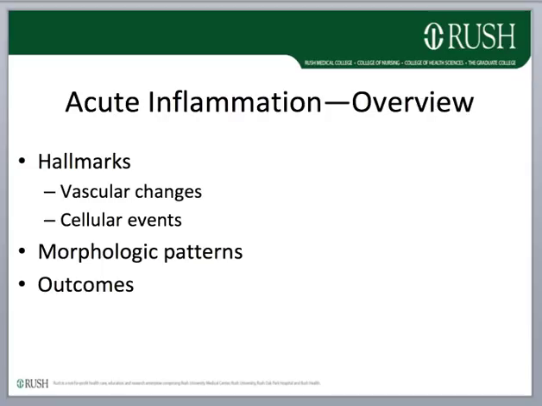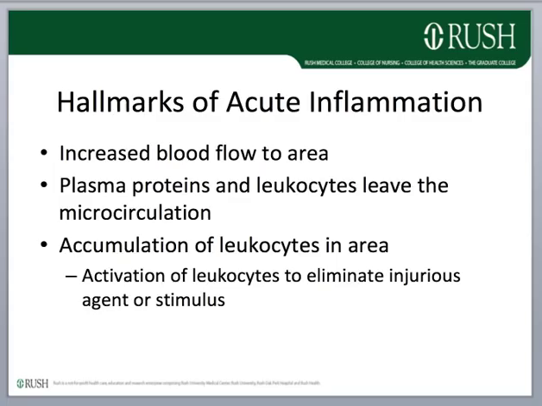The rest of this talk will focus on the hallmarks of acute inflammation, the vascular changes, and the cellular events, the morphologic patterns that we see with acute inflammation, and finally, the outcomes. Acute inflammation has three major components: dilation of small vessels leading to an increase in blood flow, increased permeability of the microvasculature, enabling plasma proteins and leukocytes to leave the circulation, and emigration of leukocytes from the microcirculation, their accumulation in the focus of injury, and their activation to eliminate the offending agent.